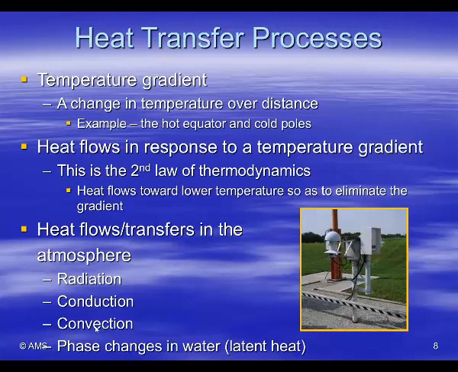Heat flows by 3 processes: radiation, conduction, and convection. Conduction is probably the easiest to explain. If I have a hot object and I stick it next to a cold object and they're touching, so they have thermal contact, heat will flow from the hot object to the cold object. So for example, if you have a cold ceramic coffee cup and you place hot coffee in it, the cup will warm up and the coffee will cool down.